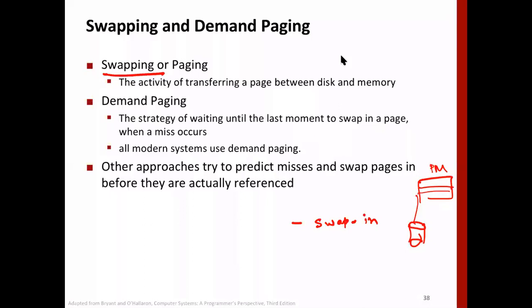Swap out is when a page is evicted and it's a dirty page, meaning that something has been changed, so we bring it to swap space. So swap in and swap out. Demand paging we have already studied. There are a lot of approaches to predict misses and swap pages, so a lot of optimization we'll study in the OS course.